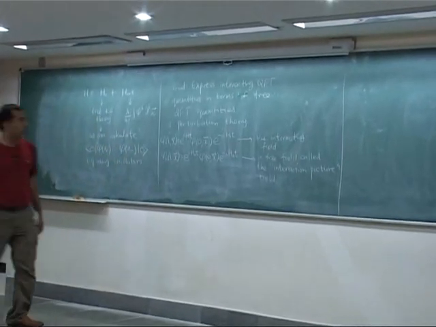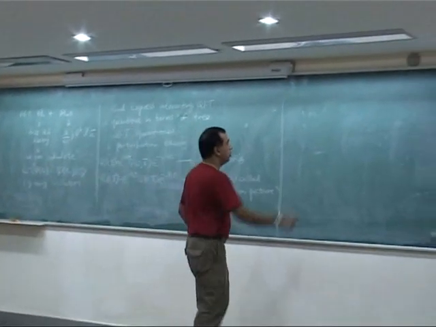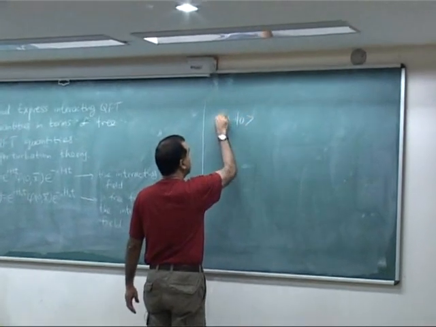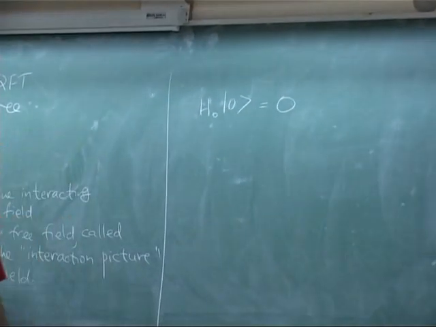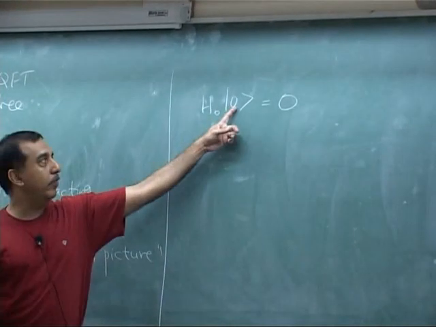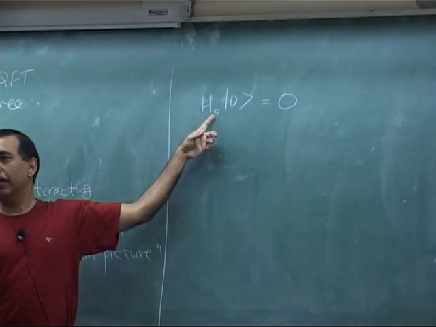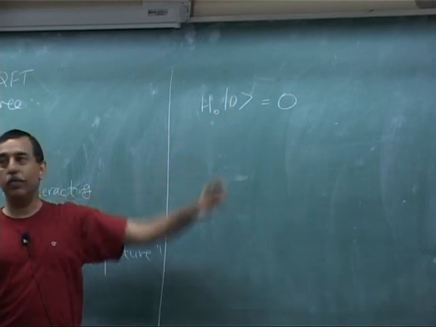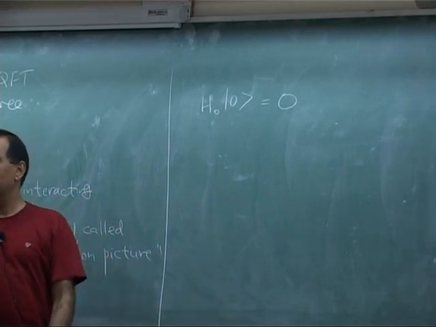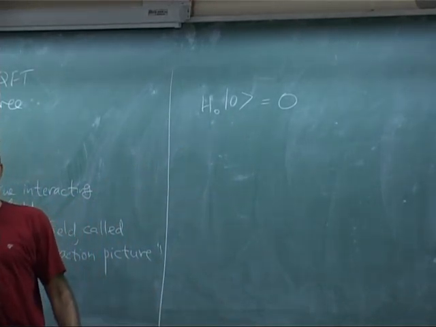Now, last time we also defined the vacuum 0, which satisfies this. Of course, this is the free vacuum, and it gives me the zero energy eigenvalue of the free Hamiltonian. Of course, this I got by subtracting that infinite constant, but that we have already done once and for all.